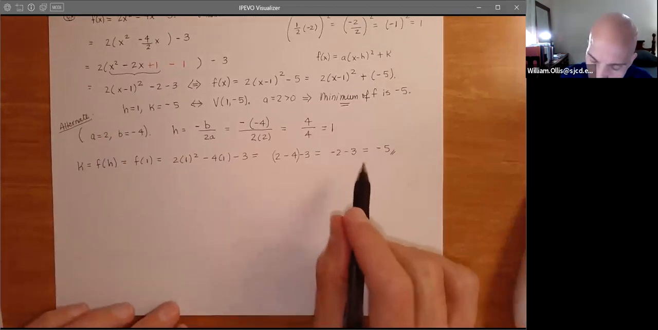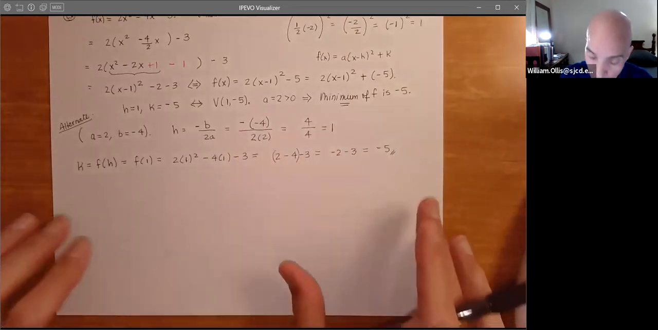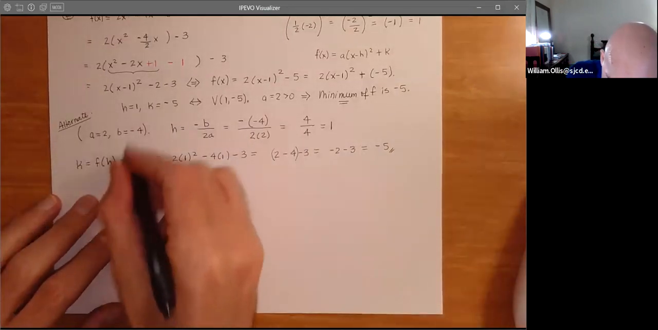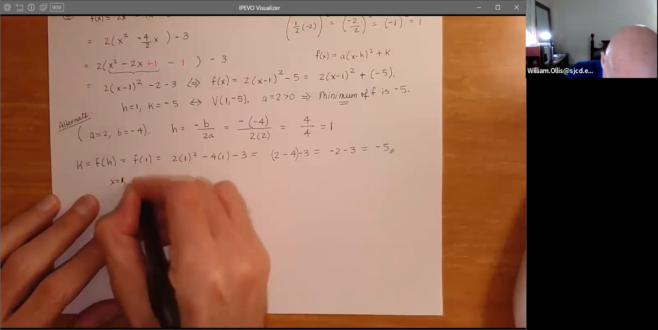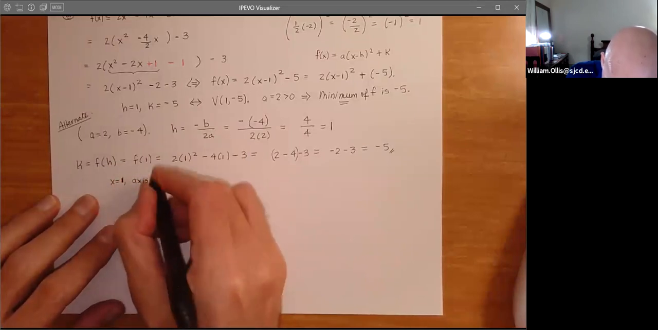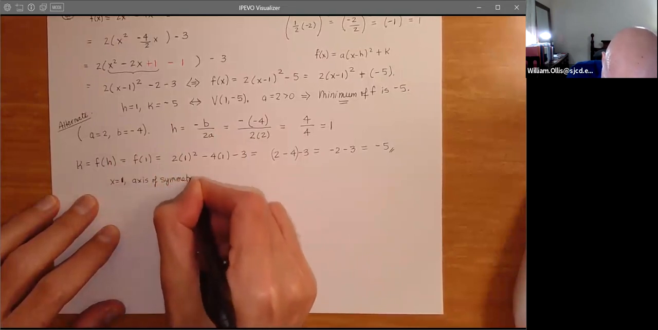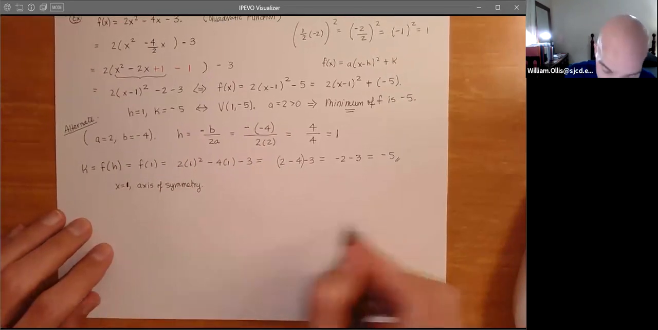Okay, so now we've got the minimum, we've got the H and the K. Let's go ahead and finish off the problem. We can go ahead and write down the axis of symmetry. We have x equals 1 is the axis of symmetry. If we're asked to compute that, and now we want to go ahead and get the intercepts.